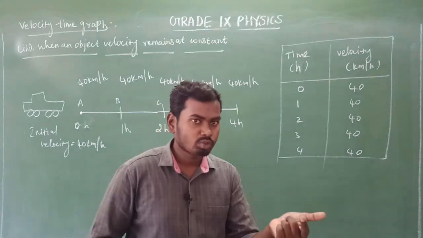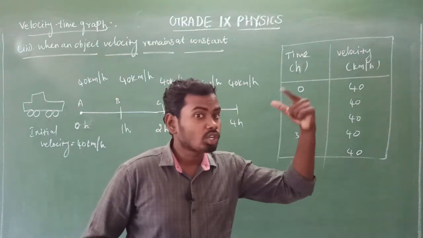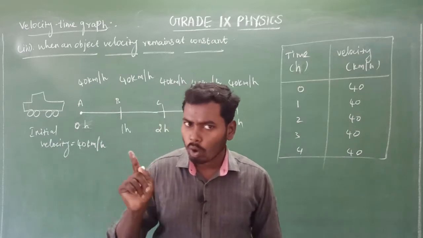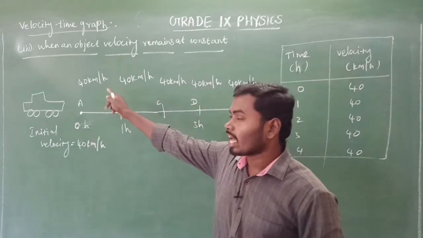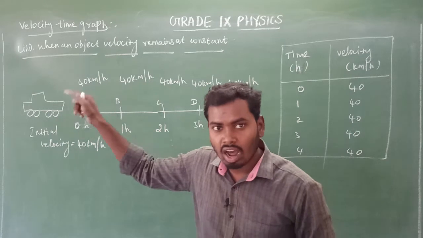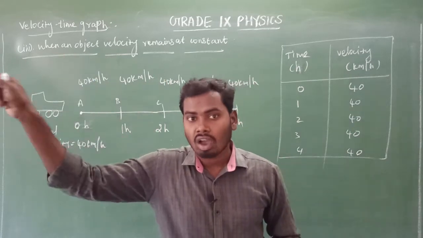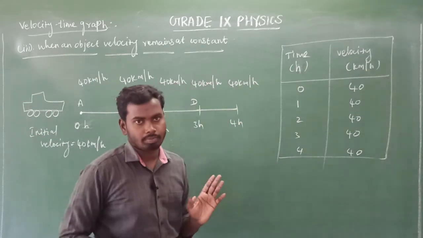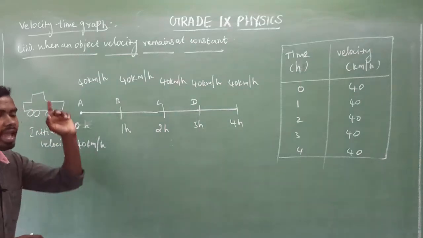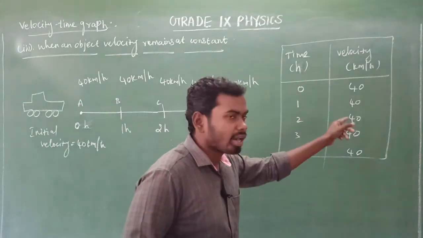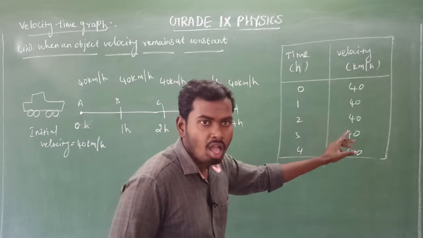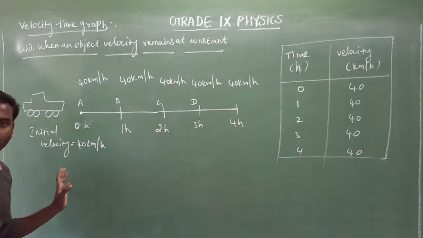Uniform means the velocity changes at a uniform rate. But constant means there is no change in velocity; the object still moves with constant velocity. That is the concept. So I have made a tabular column, which means graphical data, with the help of this example.